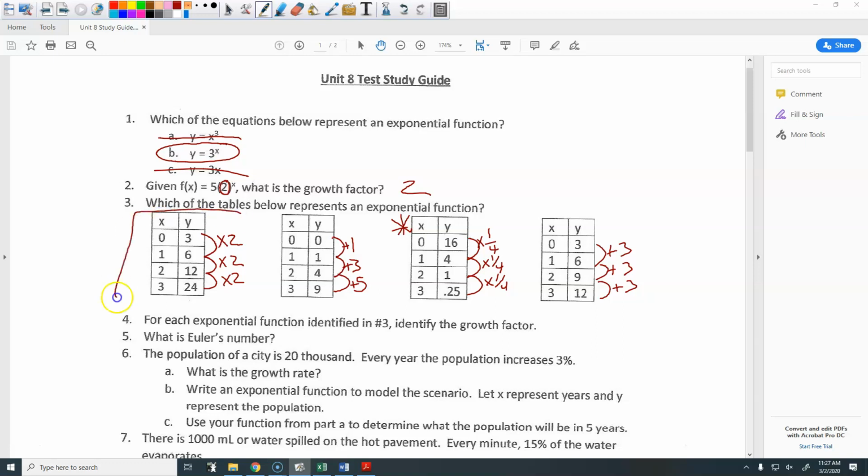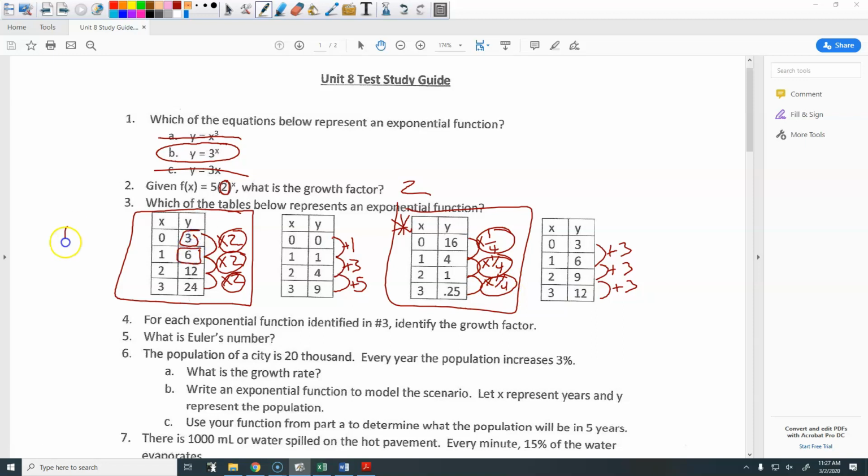Now the two tables here that are changing by multiplication are exponential functions. You can always find this number here, or in this case this number, by taking your second number and dividing it by your first. So for instance, 6 divided by 3 is 2. Same thing over here. 4 divided by 16, if you reduce that, is 1/4. And if it works like that all the way through, like 12 divided by 6 is 2, 24 divided by 12 is 2, then that's an exponential function.